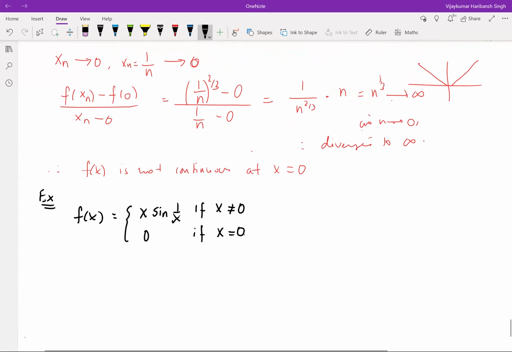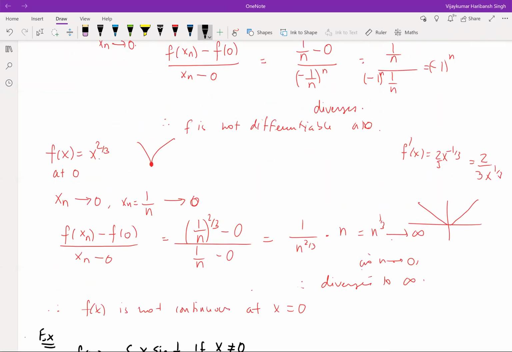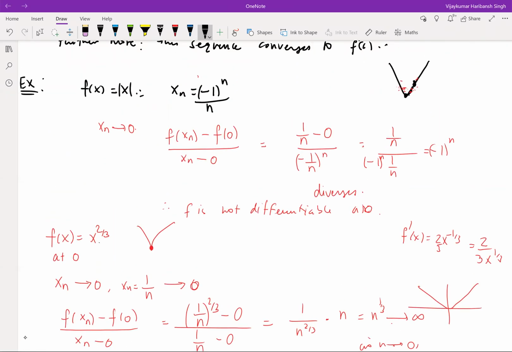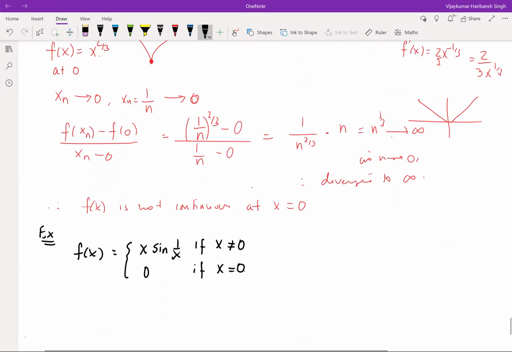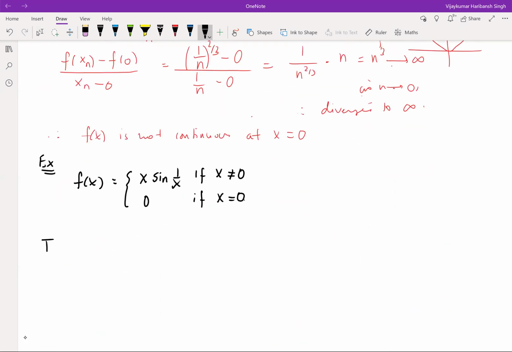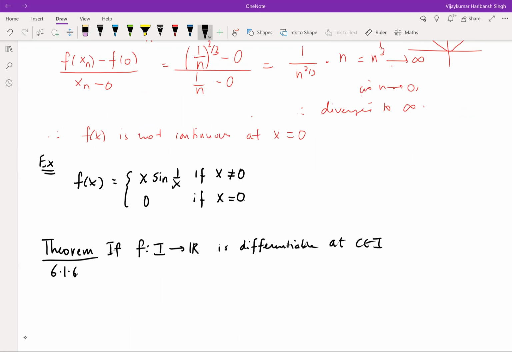Okay. So you saw in the previous example that this guy is continuous at 0, but not differentiable. So this basically leads us to the following theorem. So f is differentiable at c belonging to I. So if this function is differentiable, then f is continuous.